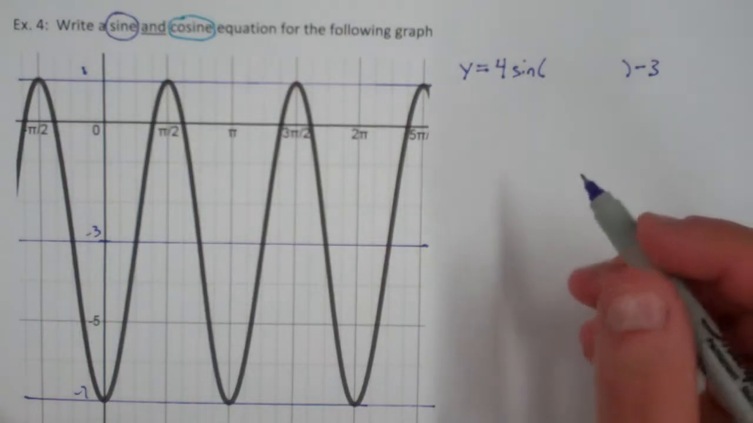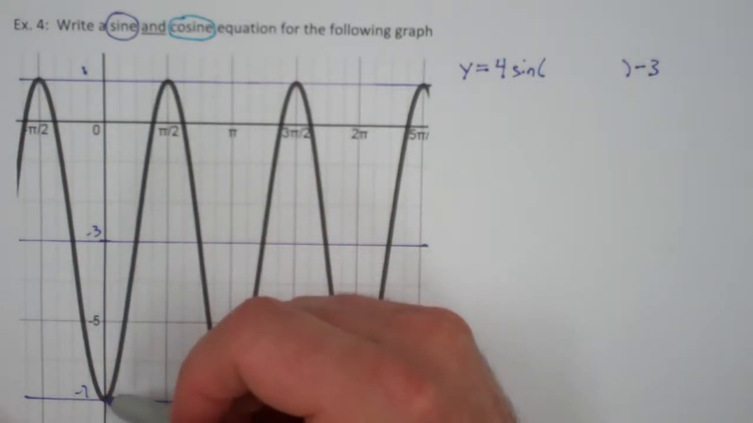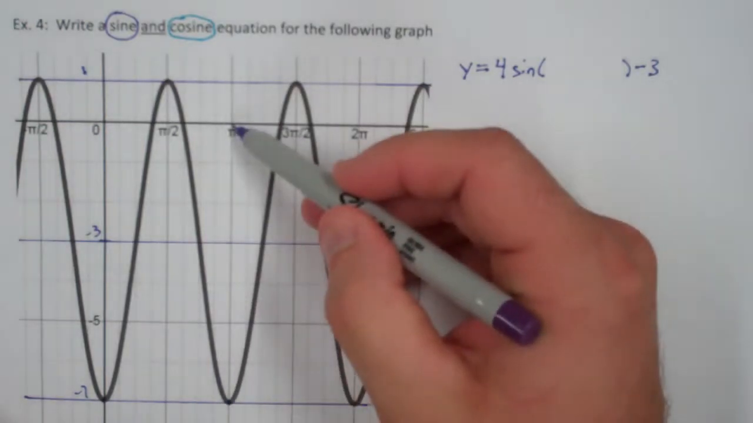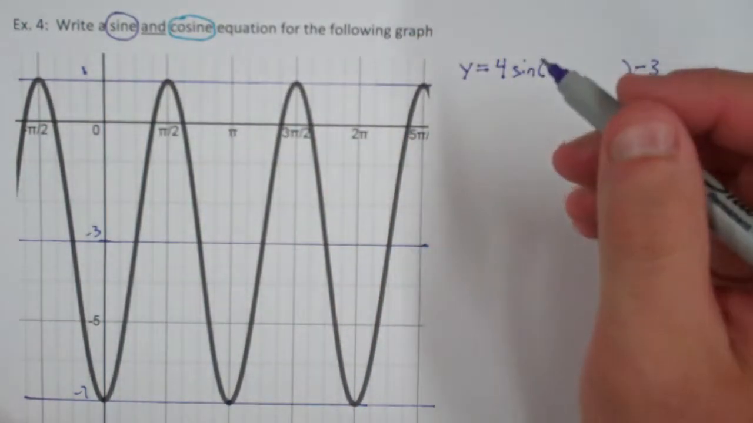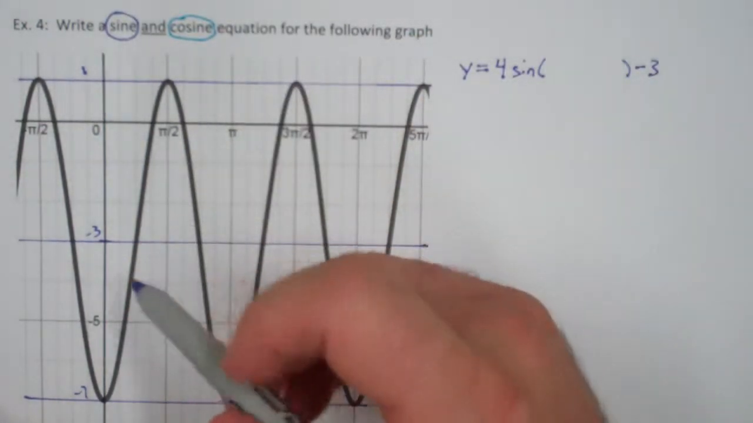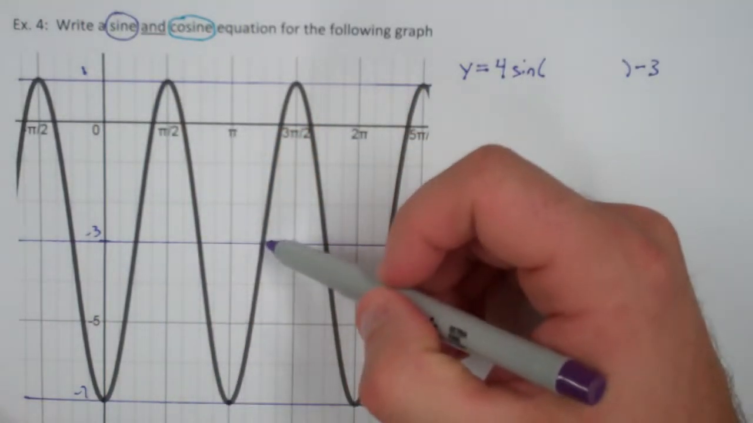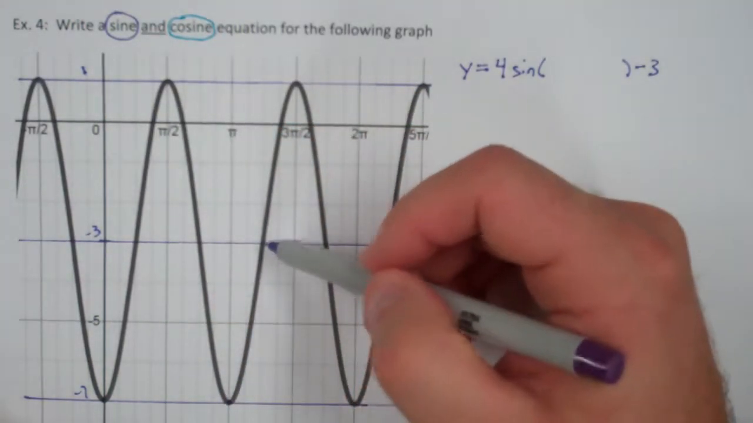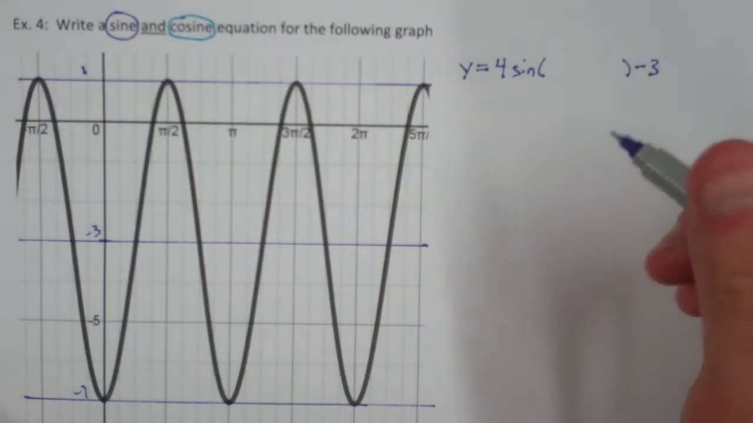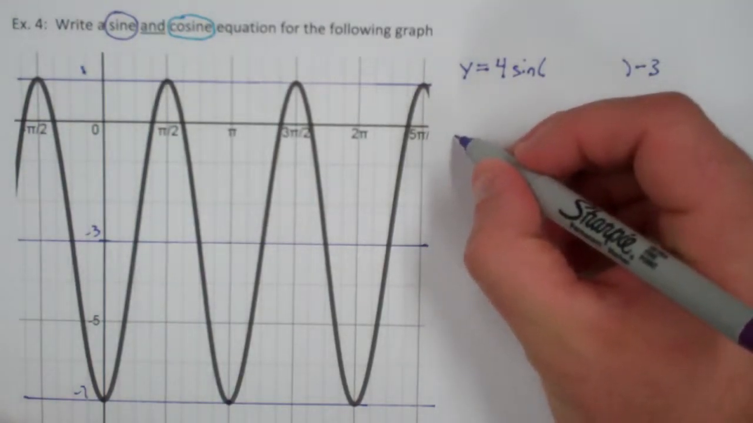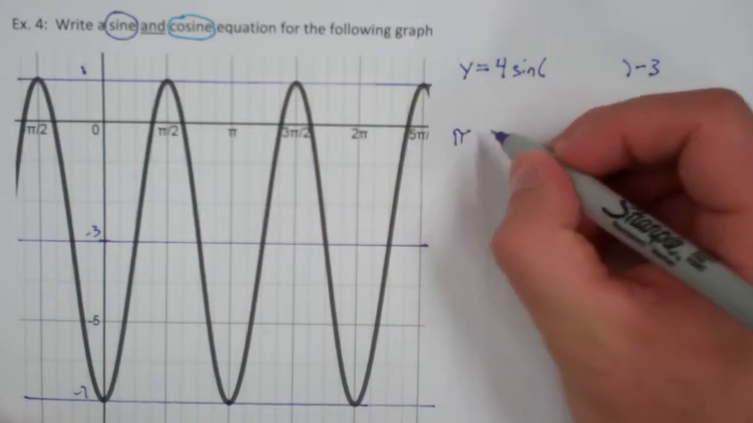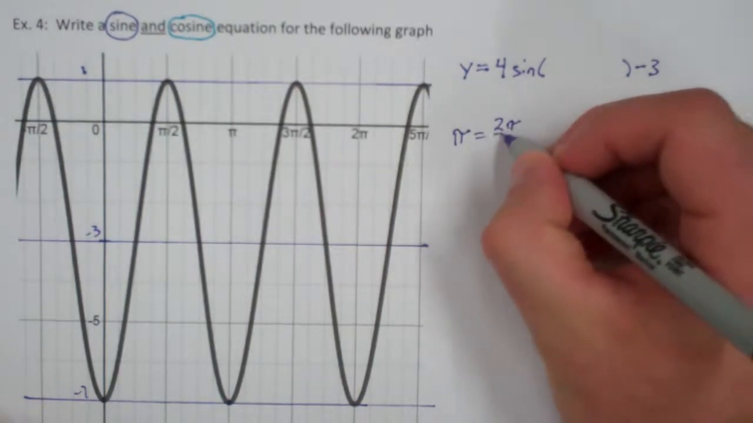Now we need to figure out our period. It looks like from this point to this point is pi, or from pi over 2 to 3 pi over 2 is pi. You can pick any point as long as you get one full period, or one full repetition of the y values, you're good to go. So our period would be pi. And we're going to set that equal to 2 pi over k.